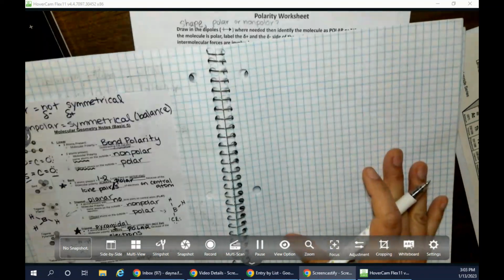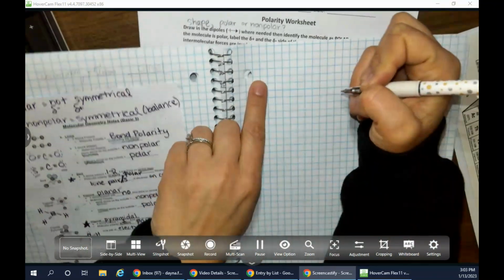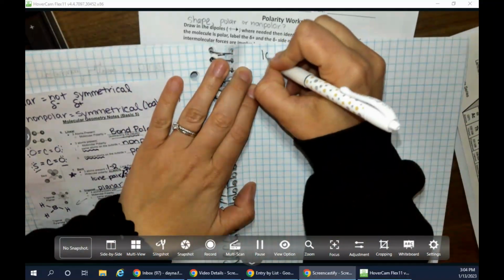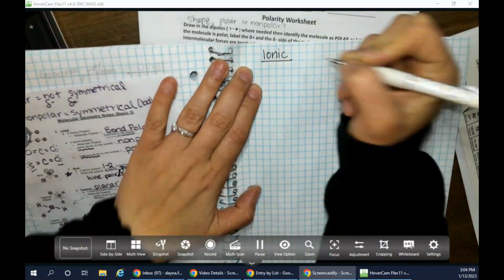All right. So in our bonding chapter, we were still talking about both ionic and covalent. So we're going to start with ionic to have that one up top, and then we'll have the covalent stuff on the bottom. So let's go ahead and label this ionic.